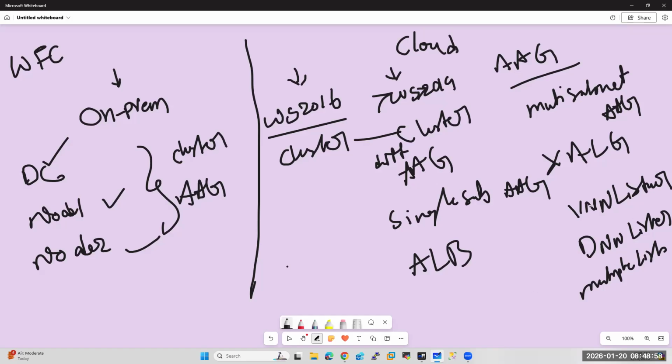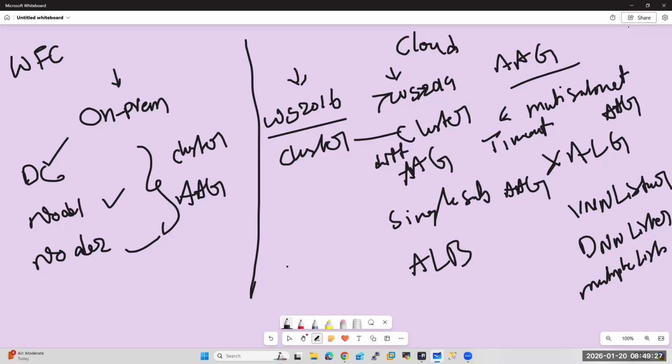So VNN listener, DNN listener, and multiple listeners, under this we'll talk. And in the multi-subnet, you may face timeout issues. This is also our main primary focus: how I can avoid timeout issues, especially when I'm working with the multi-subnet Always On availability group. That is also we are going to cover.